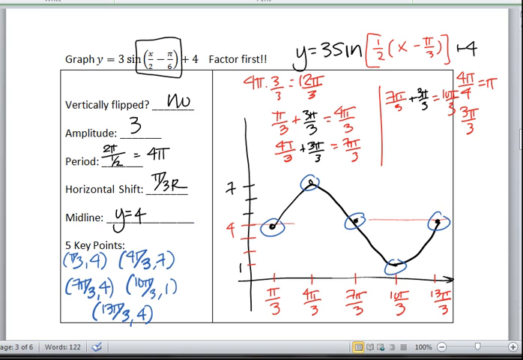And here you see all the information, right? The vertically flipped, amplitude, period's the same as before. The only thing that's new is our horizontal shift and our midline, right? We started with our horizontal shift, figured out where our period ended, divided it into 4 pieces graphically, right? Then we divided our period into 4 mathematically and added that to each one of our quadrantal angles as we found them. Okay.